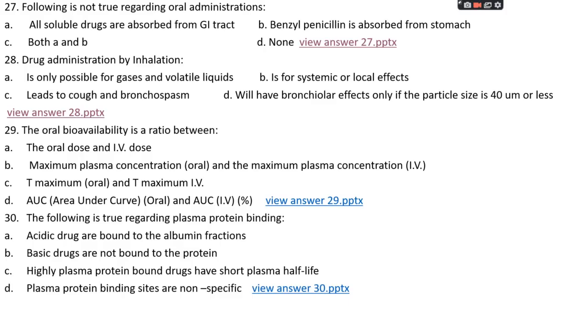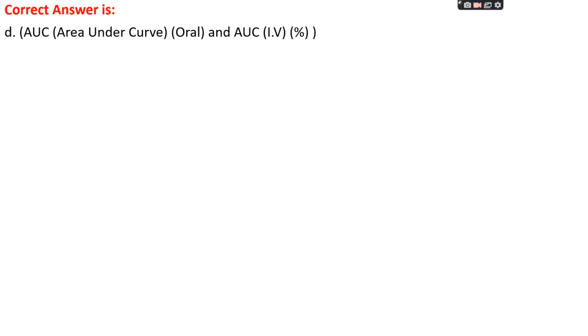Okay. Question number 29. The oral bioavailability is a ratio between option A, the oral dose and IV dose, option B, maximum plasma concentration oral and maximum plasma concentration IV, option C, time maximum oral and time maximum IV, or option D, area under curve oral and area under curve IV percentage. The right answer is option D, that is the area under curve oral and area under curve IV percentage, which gives the bioavailability of the drug.